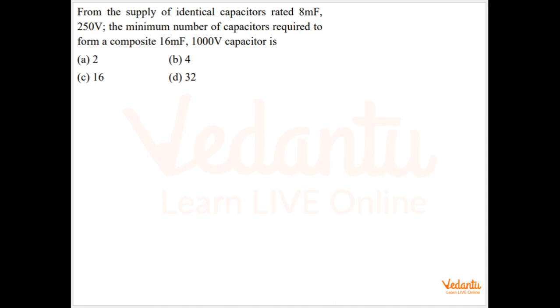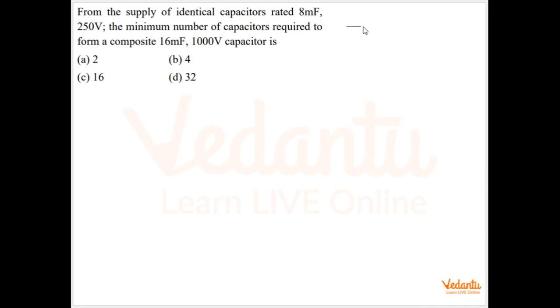Next my dear bachcha log is this question. Alright, this is a very good question my dear bachcha log, and there is a lot to learn from this question. So first of all beta, you have 8 millifarad capacitors, and you have to form a 16 millifarad equivalent capacitance from that.